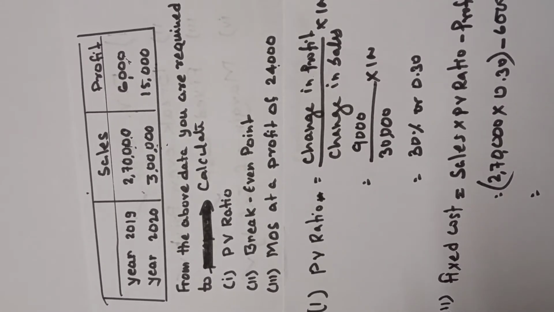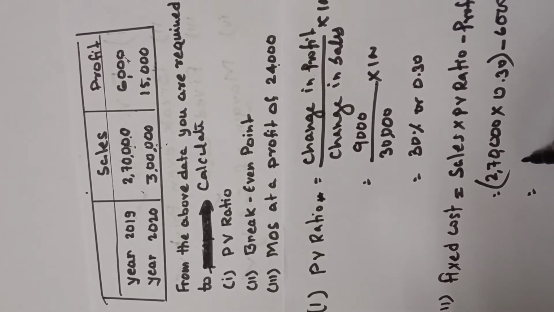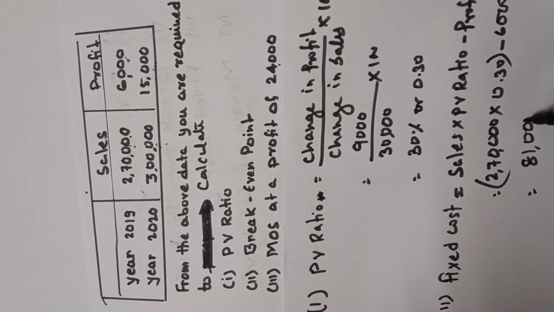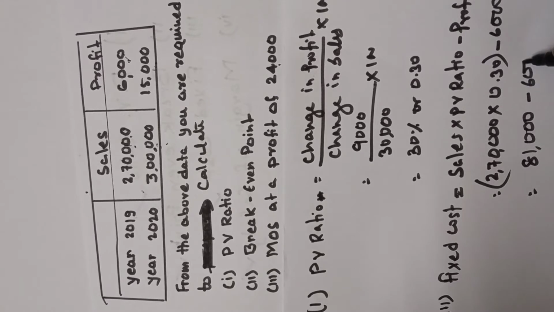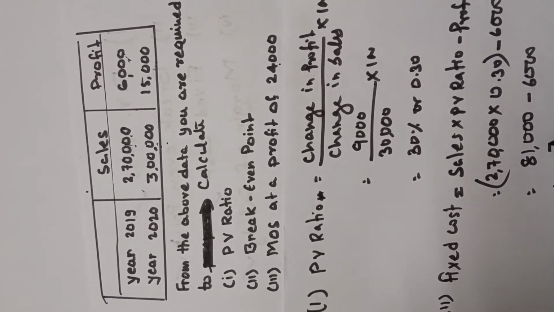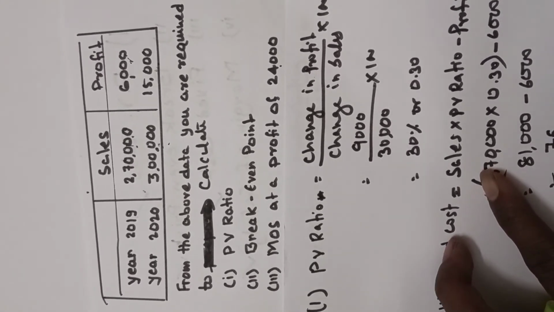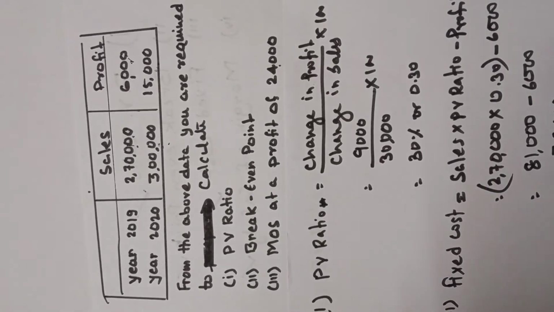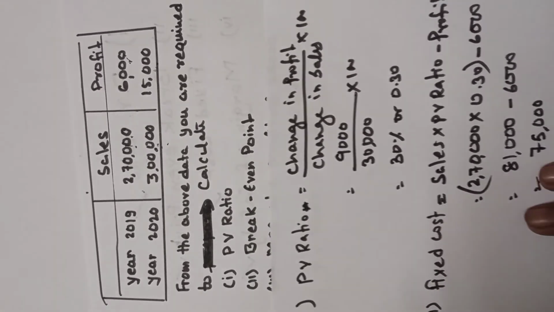So 2019 profit is 6,000. 2,70,000 into 0.30, you will get 81,000. From 81,000 deduct 6,000, then we will get 75,000. That is fixed cost.